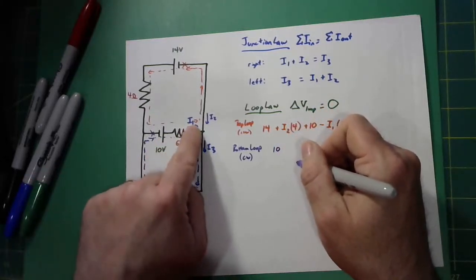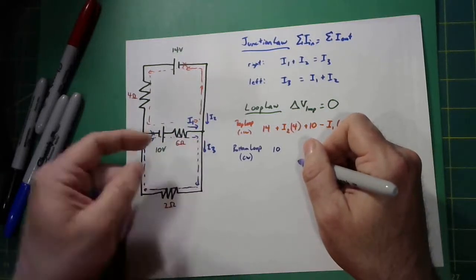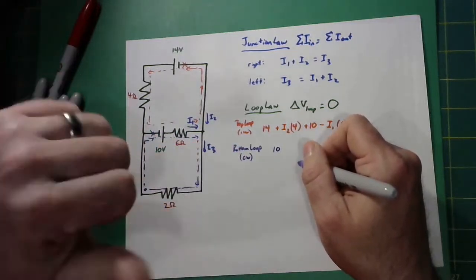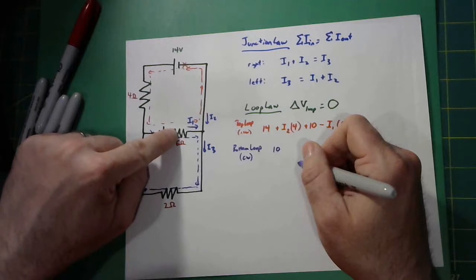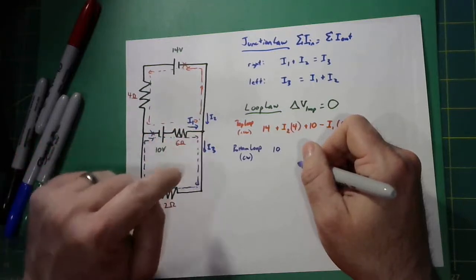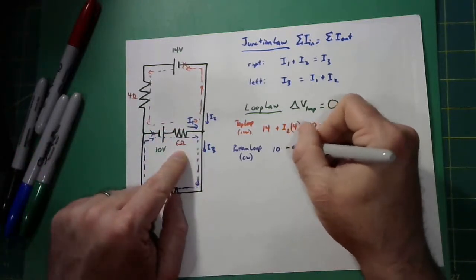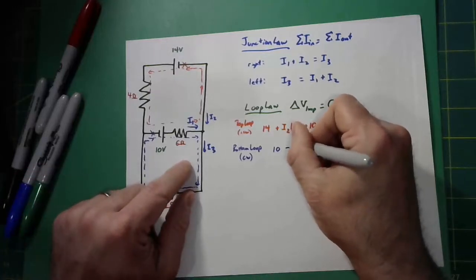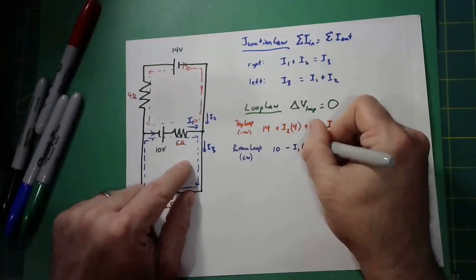Now I'm going to go with I1 through that 6 ohm resistor. If I go with the current, I'm going to go down voltage, right? Because I'm going from before the charges went through the resistor to after they've gone through, after they've dumped off energy. So we're going to go down IR. This is going to be down I1 times 6.